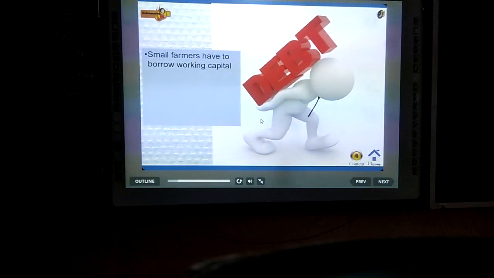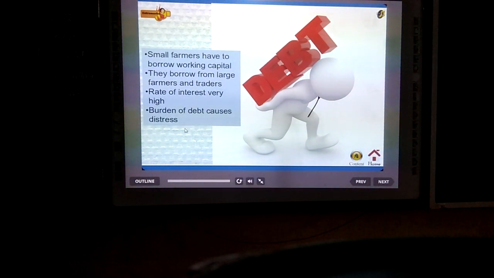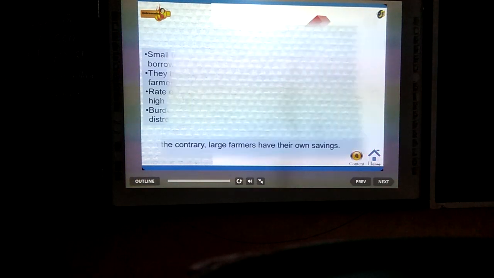Small farmers have to borrow working capital. They borrow from large farmers and traders. The rate of interest on such loans is very high, so the burden of debt causes great distress to them.